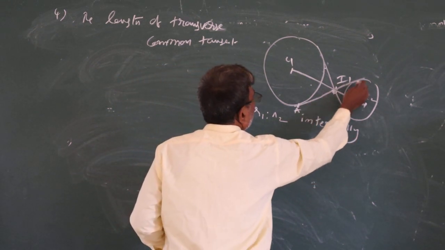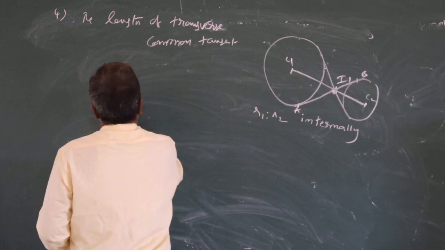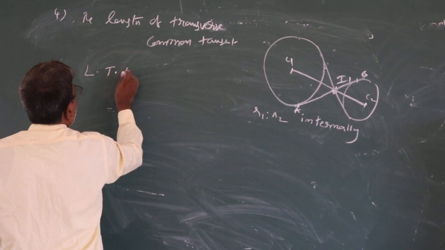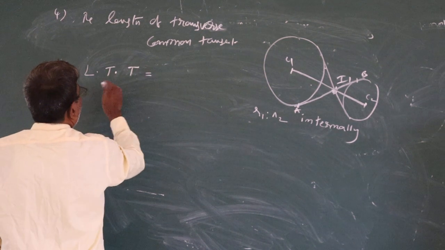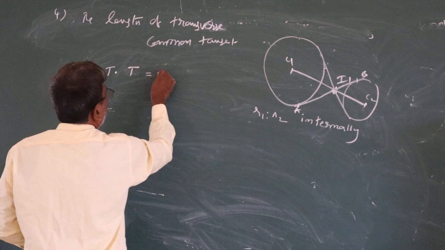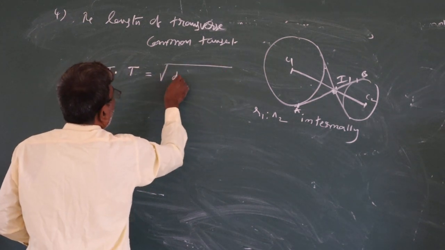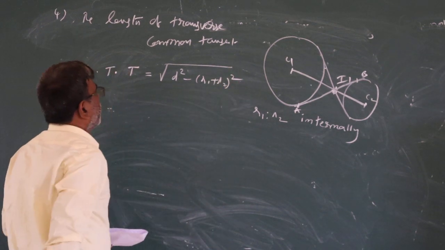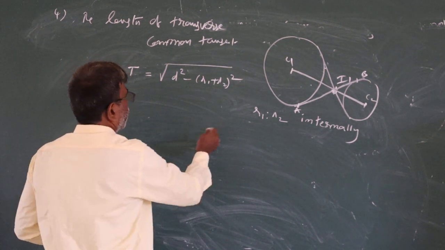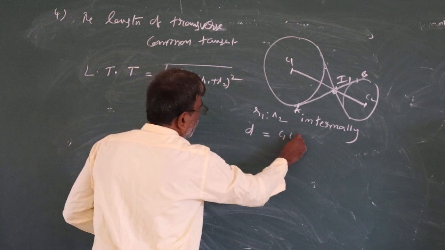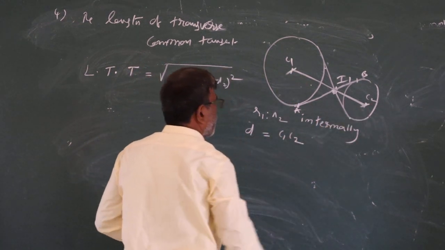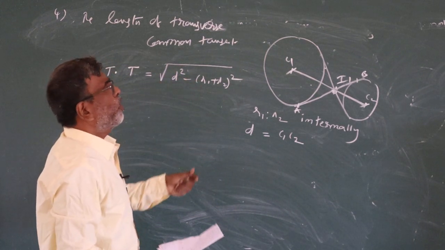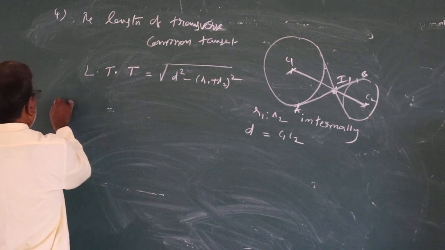Now AB is called the length of the transverse common tangent, LTT. It is root of d square minus (r1 plus r2) whole square, where d is the distance between the centers. So this is the shortcut: root of d square minus (r1 plus r2) whole square.